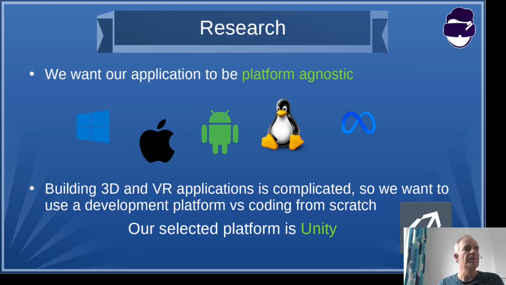Let's quickly look around at what's available and how we want to build this thing. So we want our application to be platform agnostic. That means we don't want to be limited to any vendor or technology. On the other hand, we know that historically building 3D and VR applications can be really complicated, right? So we want to use a development platform versus coding from scratch. The most common one is Unity. So our selected platform for this series will be Unity.